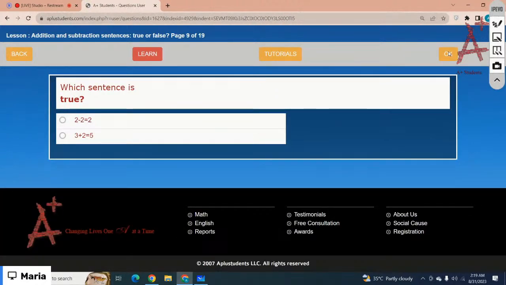Which sentence is true? 2 take away 2 equals 2 and 3 plus 2 equals 5. Which is the correct option? 2 take away 2 equals 0, not 2. So that means option number 1 is not the correct one. 2 is the correct one. When you add 3 plus 2, it makes 5. So the second option is the correct one. 3 plus 2 equals 5.